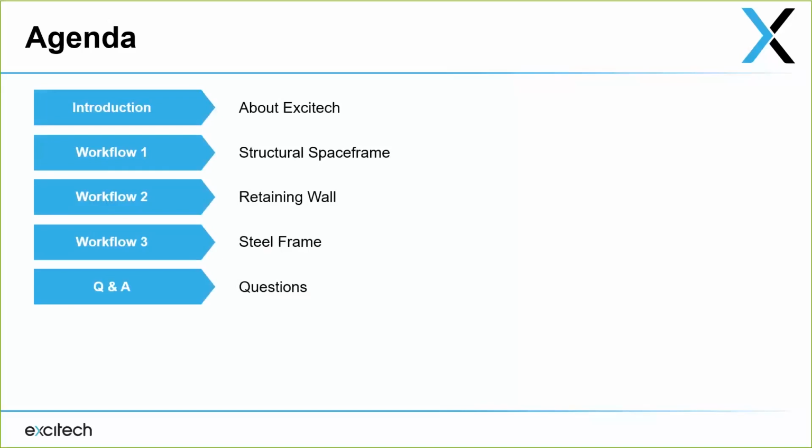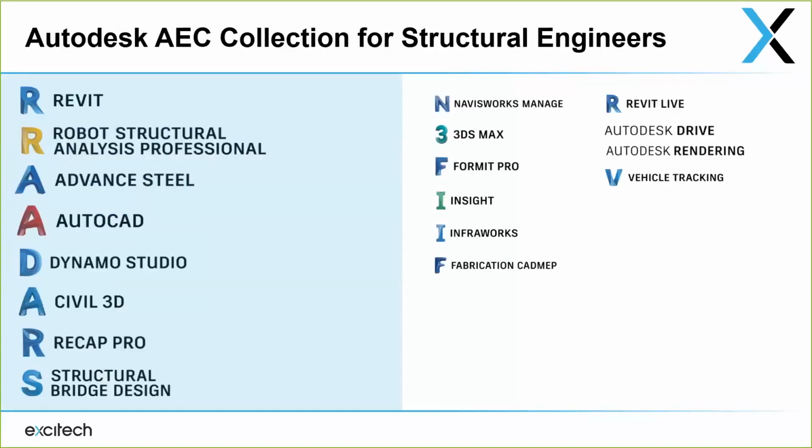Thank you. Good morning, everybody. So we'll just move forward. You can see what's on the agenda here. We have three workflows that we're going to present to you. So we have a structural space frame, which will be using Revit and Dynamo, and also a bit of Robot as well. We then have a retaining wall, which we're going to start off in Civil 3D and then bring across into Revit. And finally, we have a steel frame, where we're going to look at the interoperability between Revit and Advanced Steel.